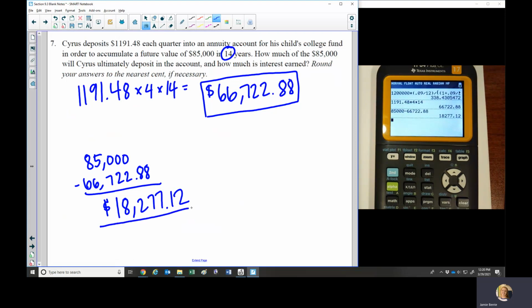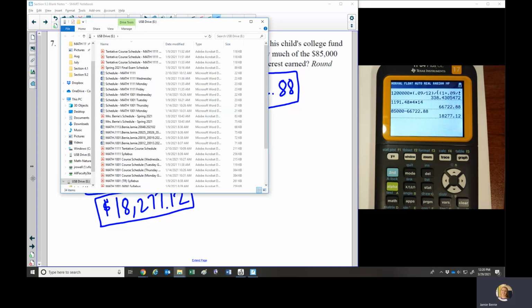$18,277.12. So what this indicates to me is that Cyrus had a pretty low interest rate on his investment, which is why he had to actually put up most of the money, and he was only earning $18,000 interest. Sorry about that.